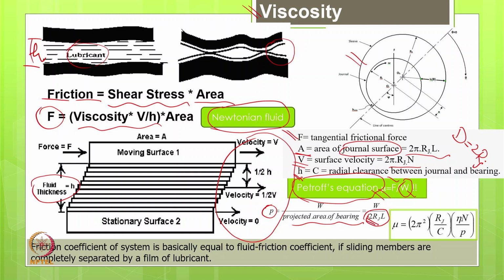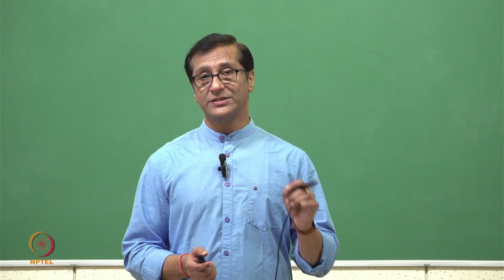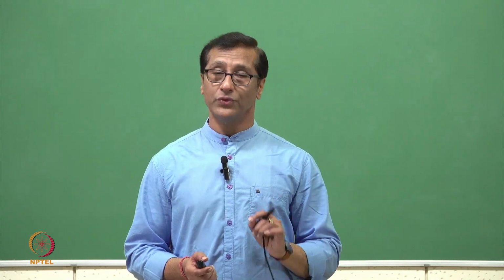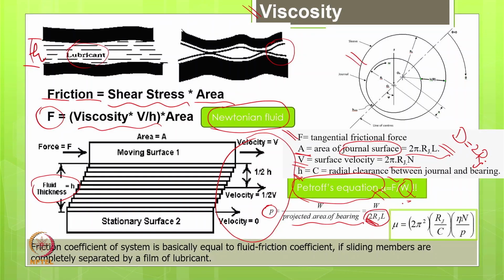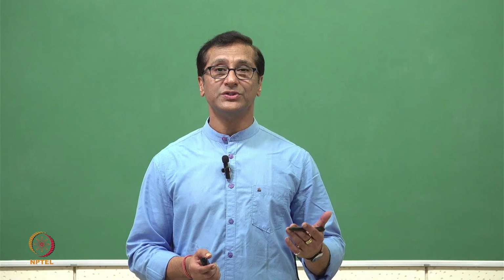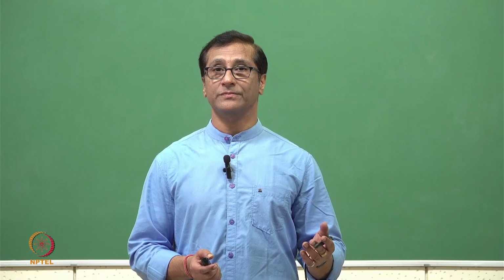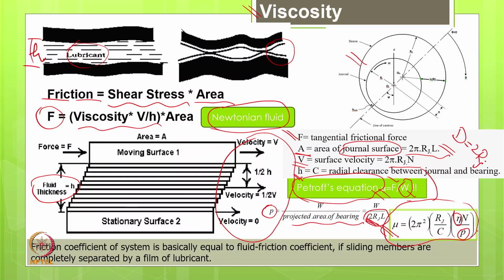So here it will be L into D, while when we talk about the surface area of the journal surface, it will be pi dl. So it is not only LD, there is a pi, that is, multiply by 3.14 in addition to the projected area. Now if you substitute all these values, the coefficient of friction can be given by this relation, and this is the well known Petrov equation, which says the coefficient of friction is proportional to the viscosity. That means more and more viscosity, more and more coefficient of friction, and more pressure.